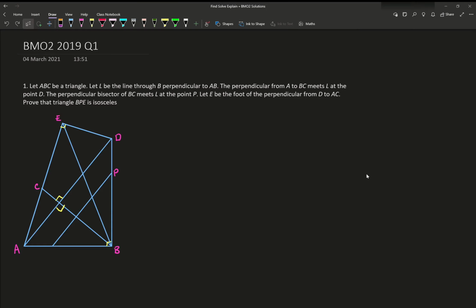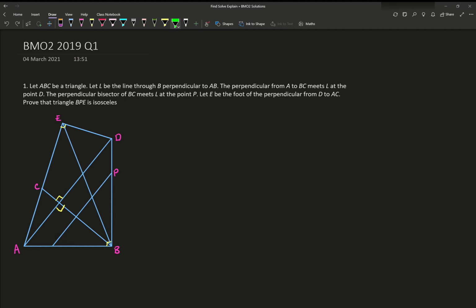Okay, hello and welcome. I will be explaining BMO2 2019 question 1. The question says, let ABC be a triangle. Let L be the line through B perpendicular to AB. So this line here is L. The perpendicular from A to BC meets L at point D. So that's this line.